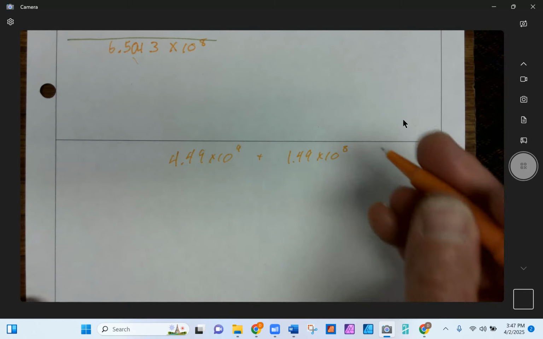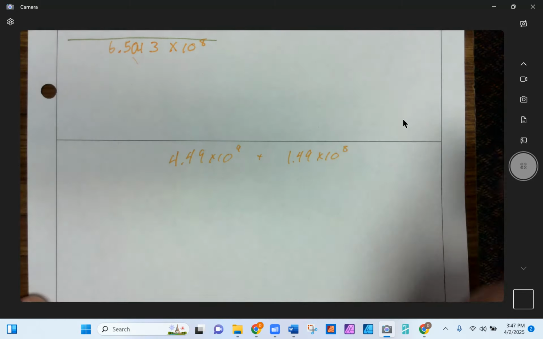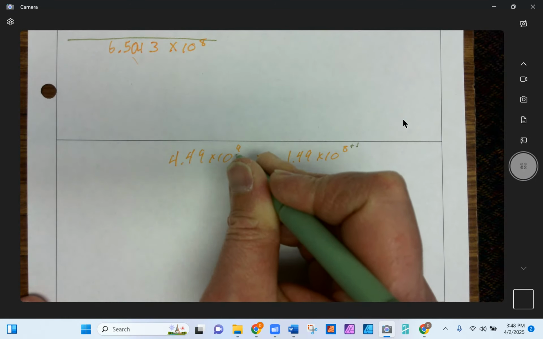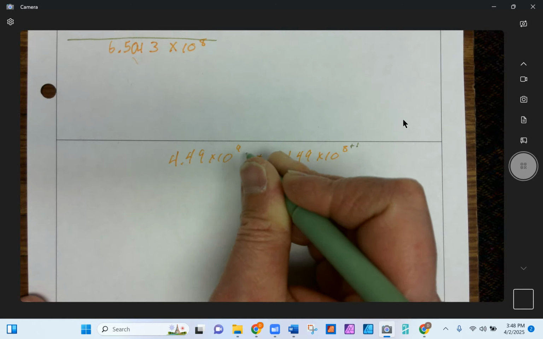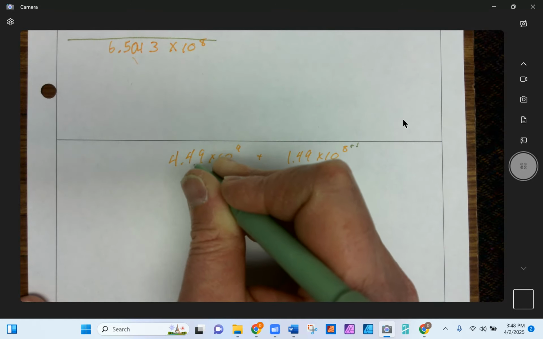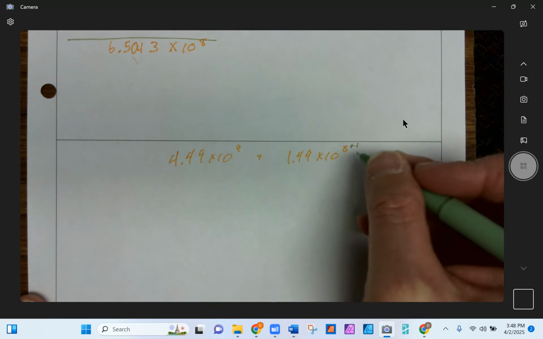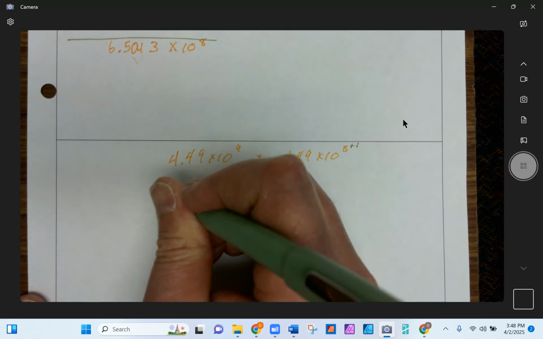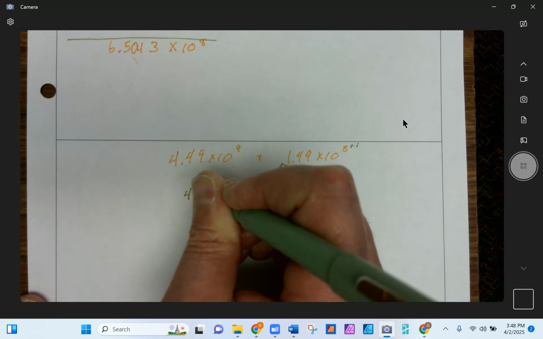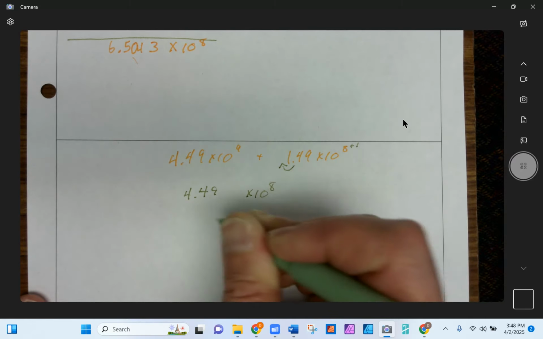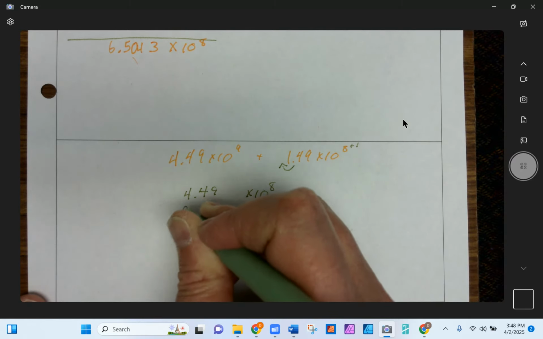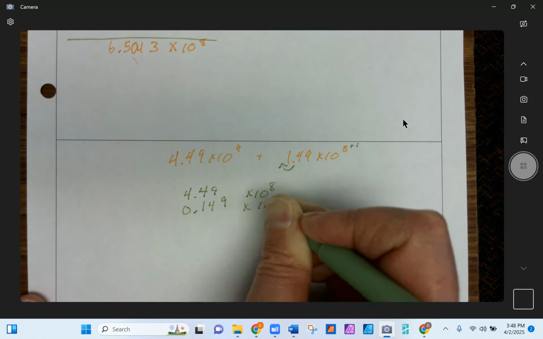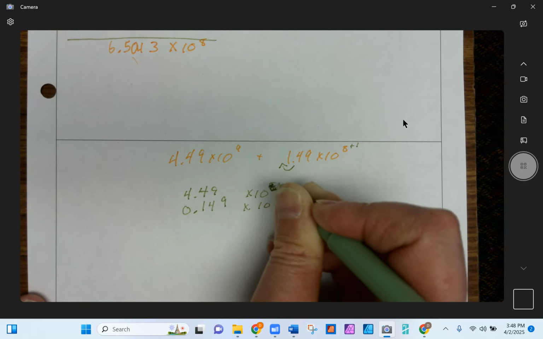Okay. So again, we're going to match this exponent to that exponent. We're just going to add 1 here. Technically, we could bring this down. We could subtract 1 here, and as we move it down, our decimal point would move 1 to the right. Either way is going to get you the right answer. As we add 1 here, our decimal is going to move 1 to the left. So this is going to become 4.49 times 10 to the 8th, and then 0.149 times 10. Oh, this is to the 9th, my bad. To the 9th.